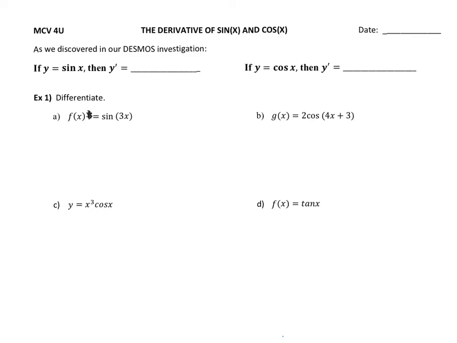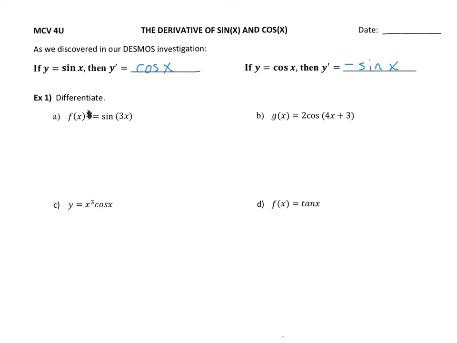From our investigation with Desmos, we found that if we had y equals sine x, then its derivative is just cos x. And if we have y equals cos x, its derivative ends up being negative sine x. So if you forget, just think back to what the original graph looks like, where the max and mins are. You know you'll have zeros for your derivative, and so on from that.